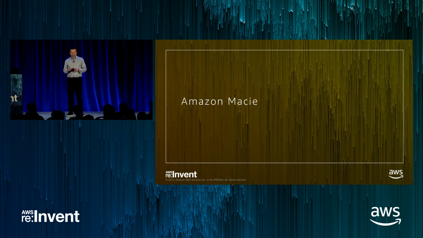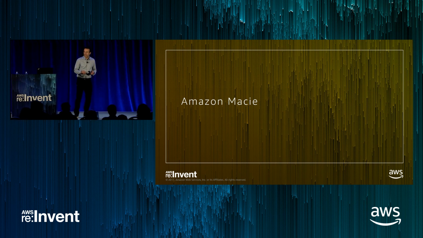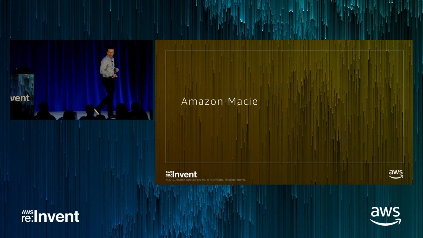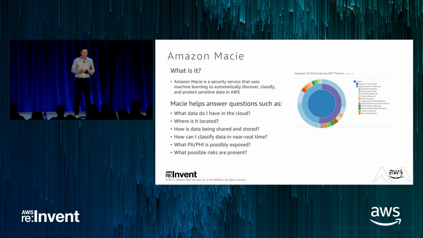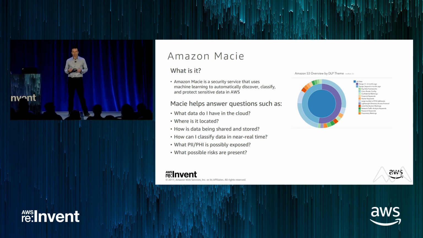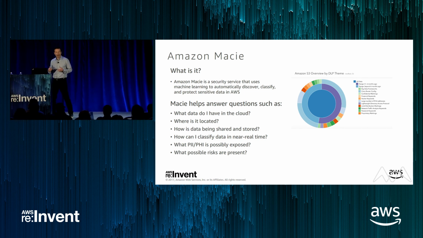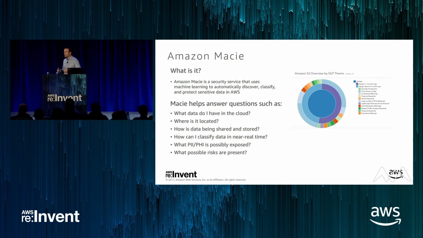The last tool that I want to talk about just really briefly is Amazon Macie. How many of you have had a chance to look at Macie or enable Macie? Just a couple. So Macie is a security service. It was launched this summer at the New York Summit in August, and it really uses machine learning to automatically discover and classify and help protect sensitive data in AWS.